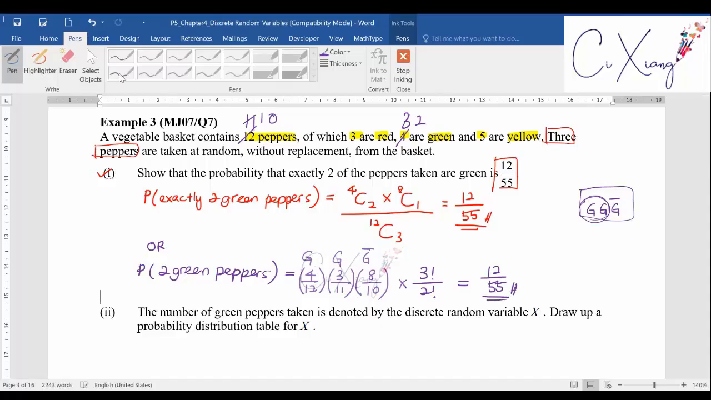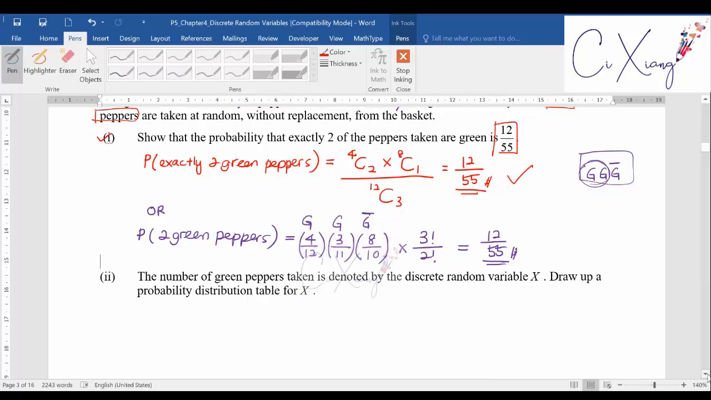Alright, so yeah, you have 2 ways to get the answer. Which one is easier? For me, of course, the first one is easier. I don't need to consider so many different arrangements there. Alright, then after that, we'll continue now.